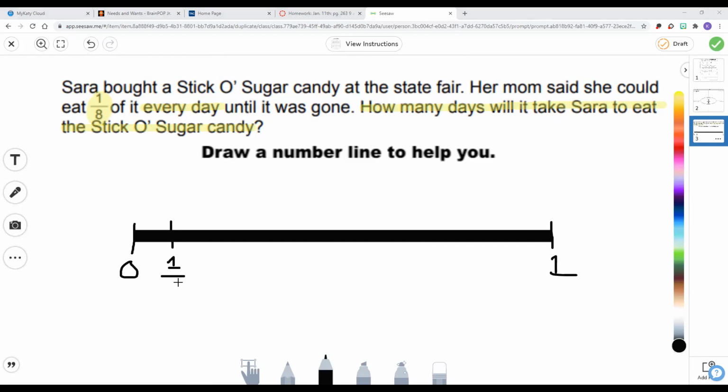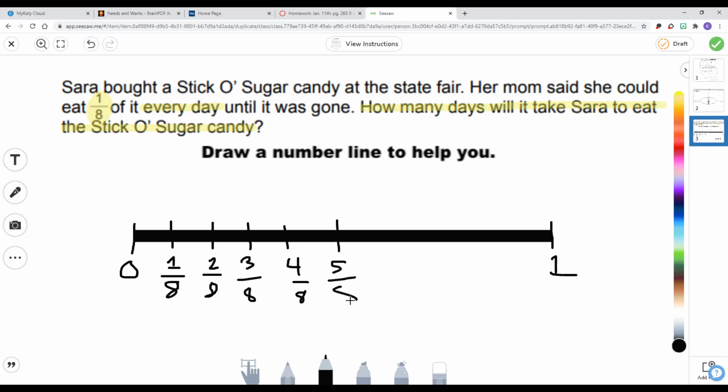Over 8. Right? Then I'm going to do, so that's 1 day. So now what do I need to do? What's my next fraction? I have 1/8. Then I'm going to do, what's my next number? 2/8. Then I'm going to do 3/8. 4/8.